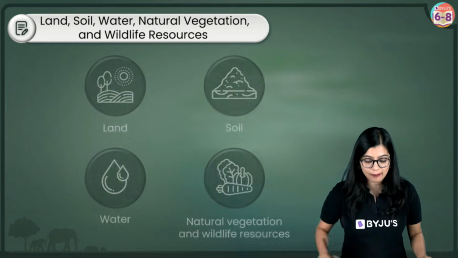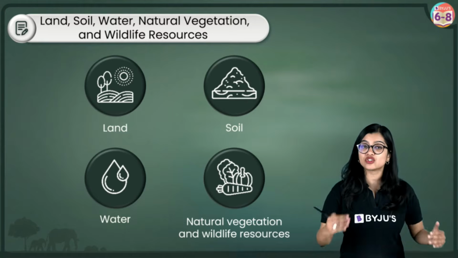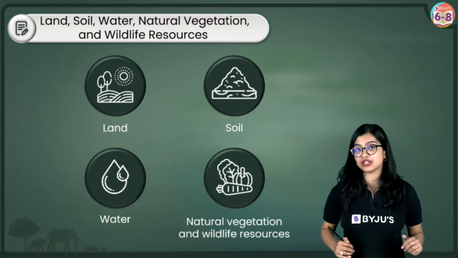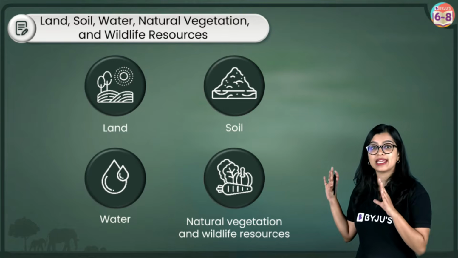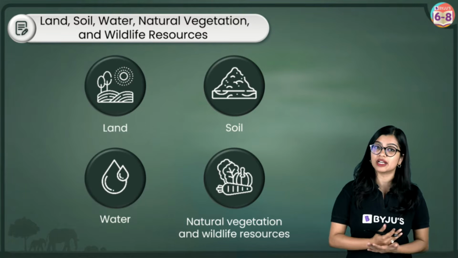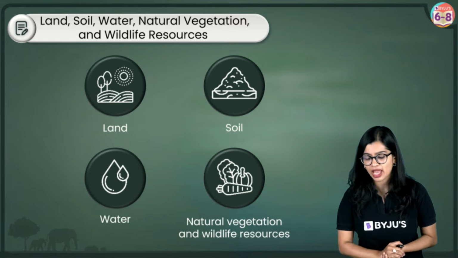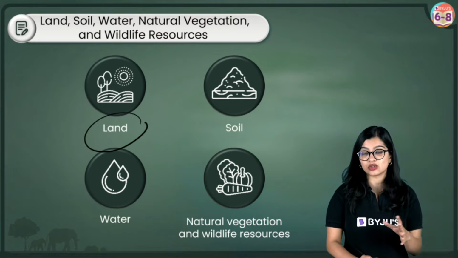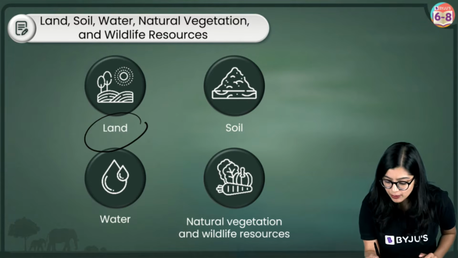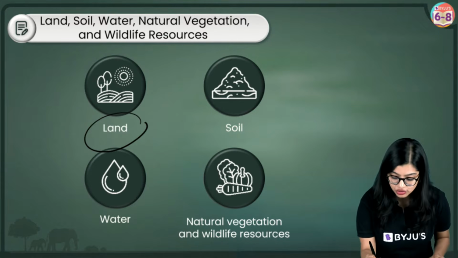Now, this particular topic comes under the chapter Land, Soil, Water, Natural Vegetation and Wildlife Resources. So here we talk about these four very important resources which we will learn about in great detail in this chapter. Now, in the channel, of course, we have spoken about land as a resource and its importance. Today, we are going to be focusing on soil.